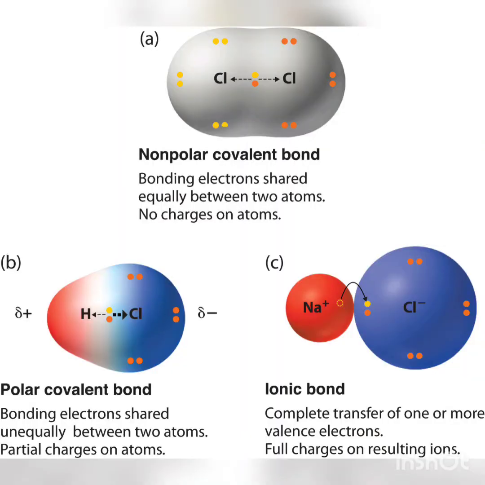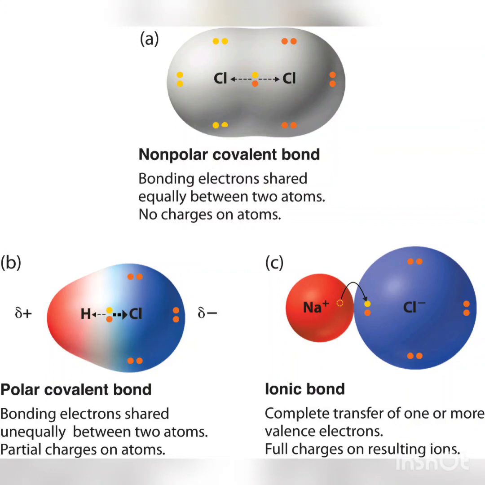Now let's recap all the bonds that we have studied so far. So we have seen the non-polar covalent bond. It's one of the most common bonds. It is found in diatomic molecules like chlorine, fluorine, iodine, bromine, hydrogen, nitrogen, etc.